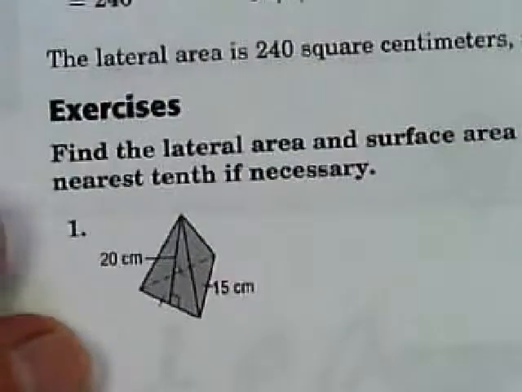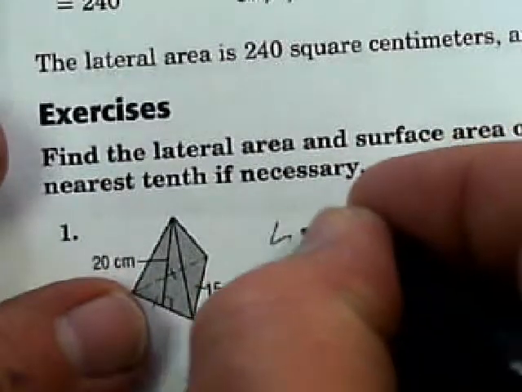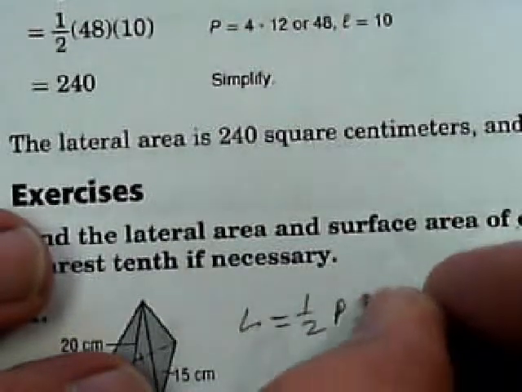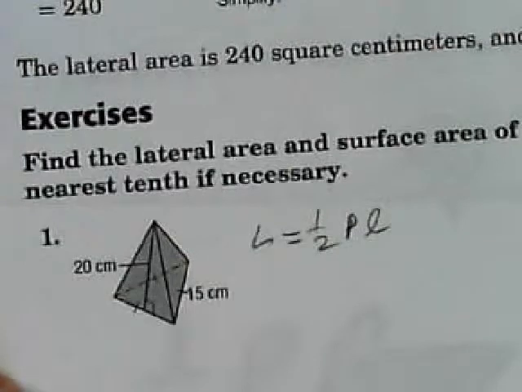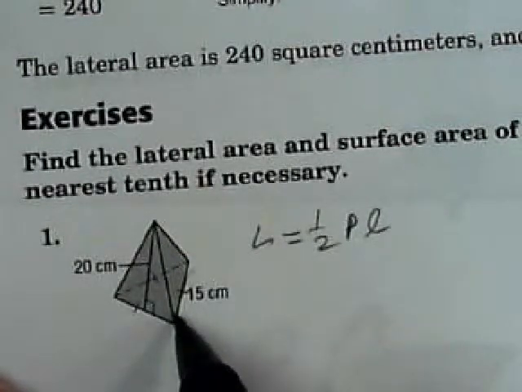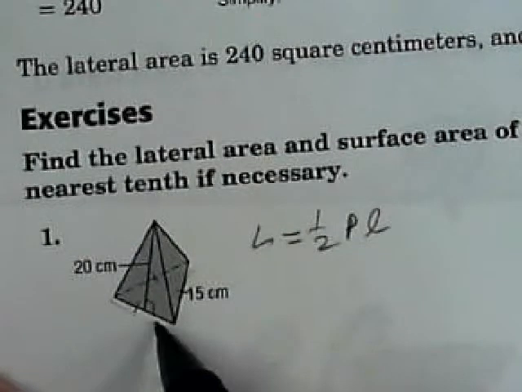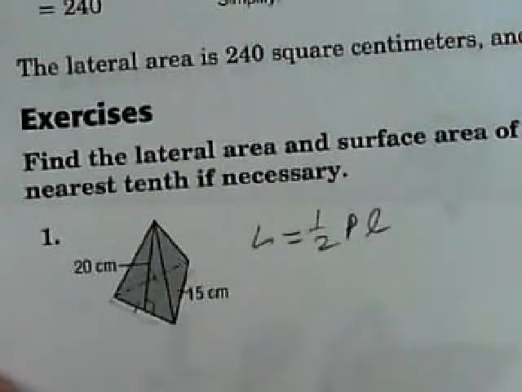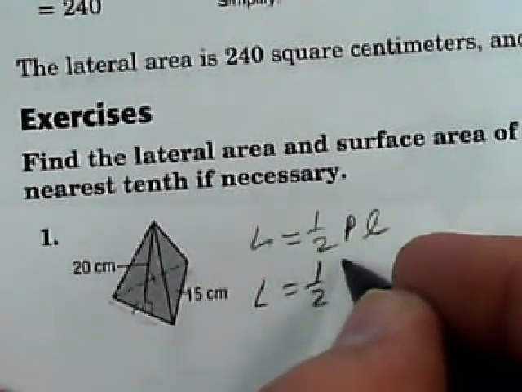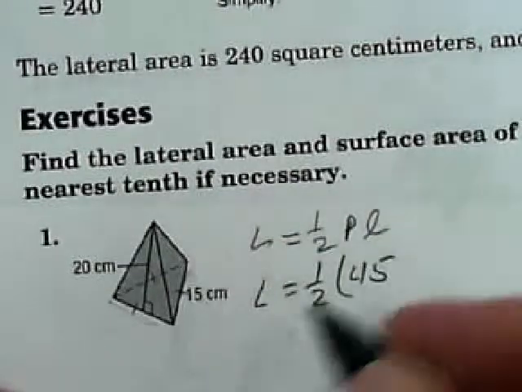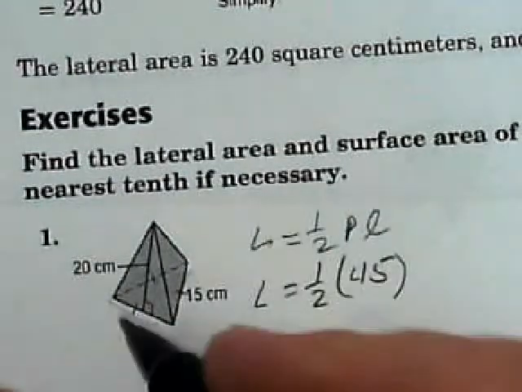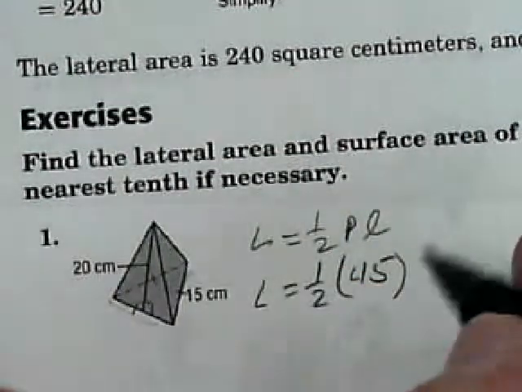So L equals 1/2 perimeter times the slant height. Fortunately, in this particular one, you are given that this side is 15. Well, what's the length of this side? 15. So the back side's going to be 15 also, right? So the total perimeter is going to be 45, because it's 15 plus 15 plus 15. And this one gives you a slant height of 20.